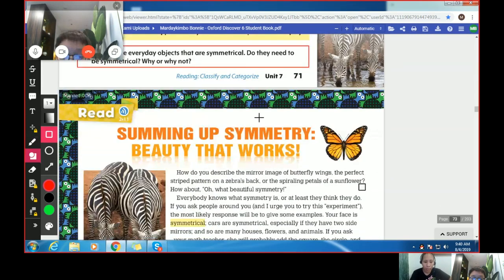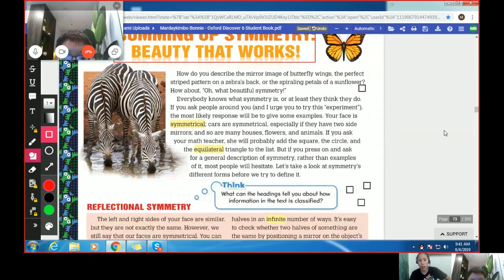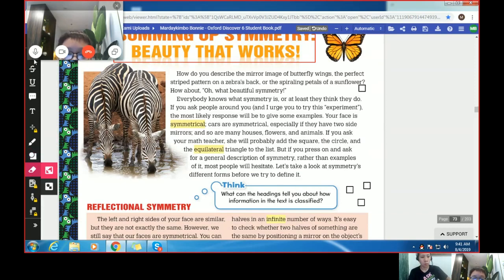Now, let's have our reading activity. Please read the title. Summing up symmetry: Beauty that works. Very good. So let's now start reading. How do you describe the mirror image of butterfly wings, the perfect stripe pattern on a zebra's back, or the spiraling petals of a sunflower? How about, oh, what beautiful symmetry!